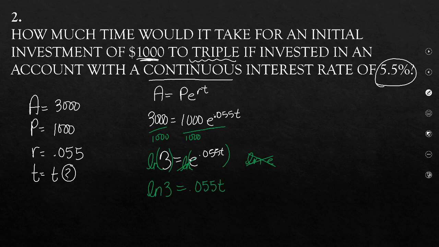0.055t. And just like we did in the last one, to be super precise, go ahead and put everything in the calculator at once so you can get your t value by itself. So the natural log of 3 divided by 0.055 gives us a value of 19.9748, actually. So this is almost 20 years for the money to triple.